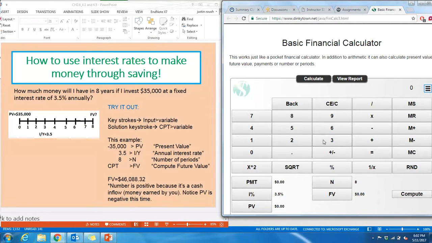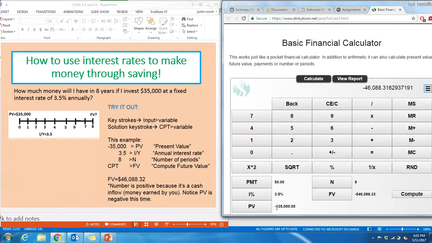My present value didn't get stored somehow. 35,000 is my present value. Okay, now compute future value. 46,088. Now, your BA2 Plus will recognize this as a cash outflow from your pocket and a cash inflow. This calculator doesn't do that, but if you report the negative answer, I'm going to accept it. It's going to be fine.